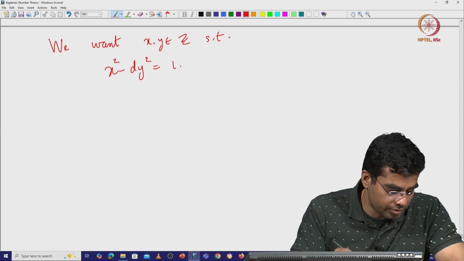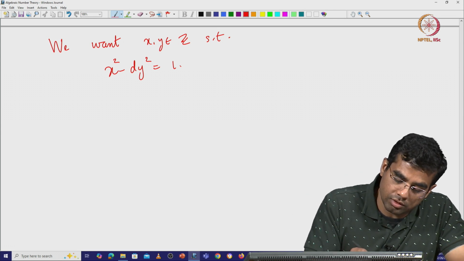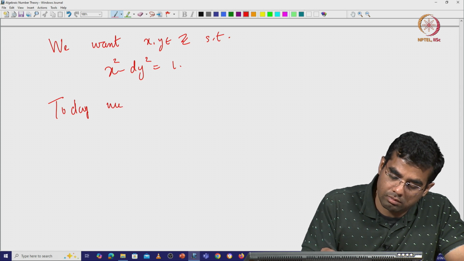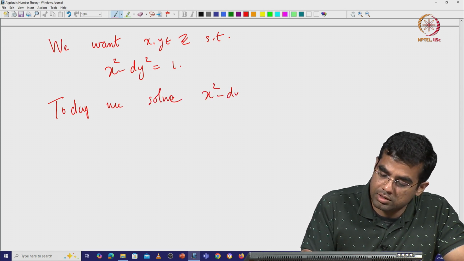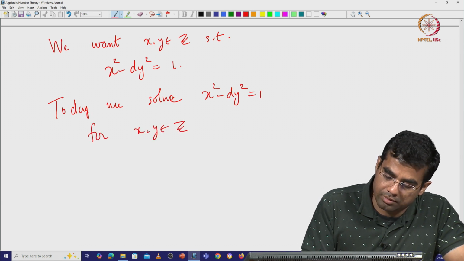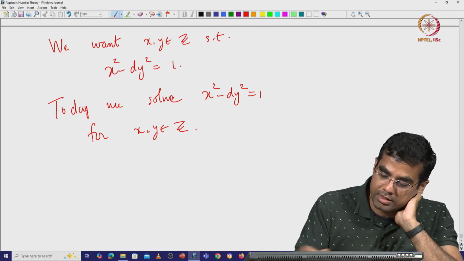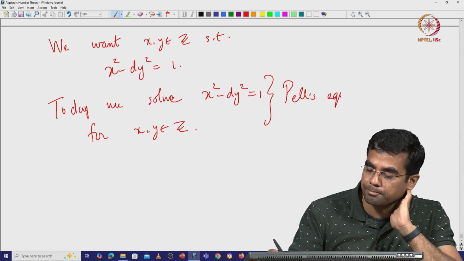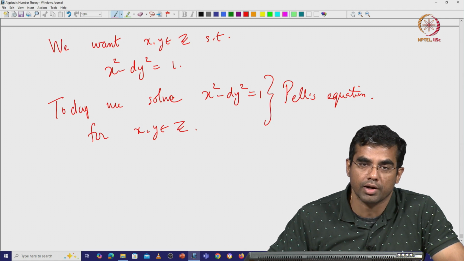All right. So, today we solve x squared minus d y squared equals 1 for x and y in Z. This thing is called Pell's equation, and one way to solve this is using what is called continued fractions.